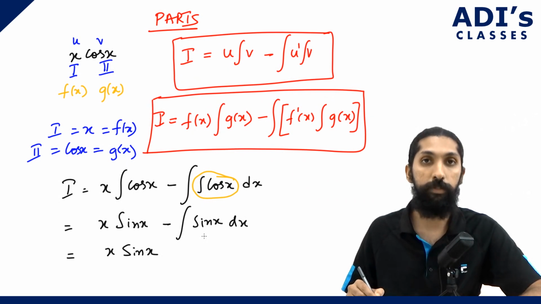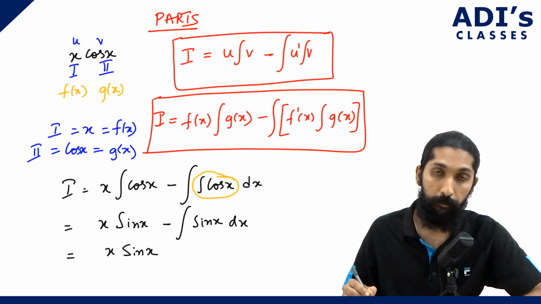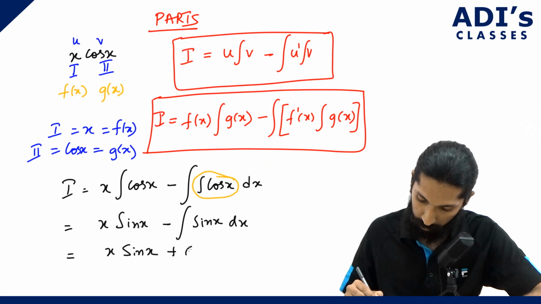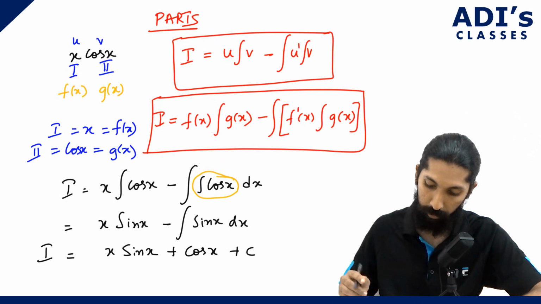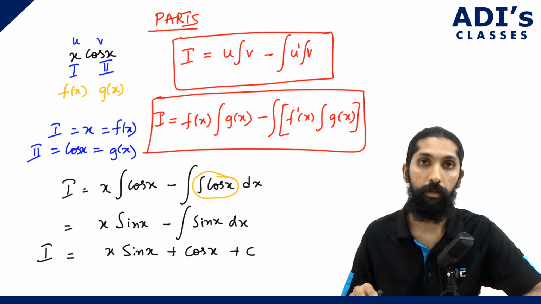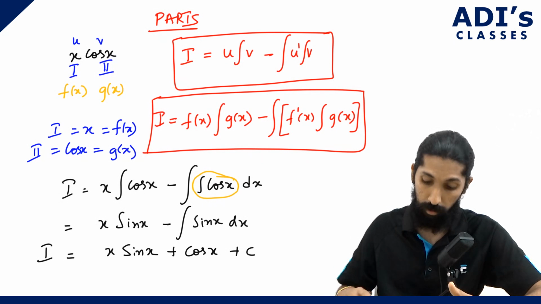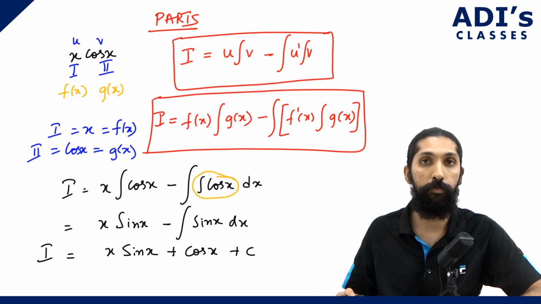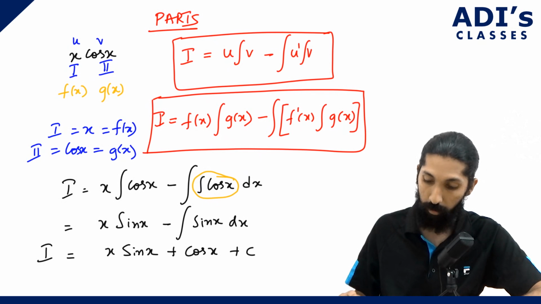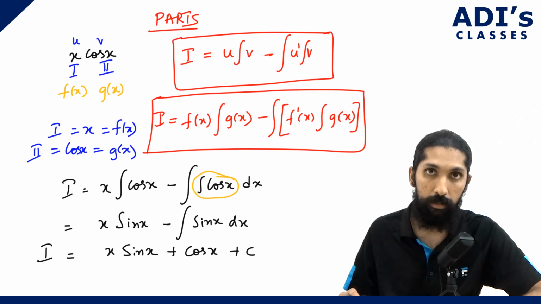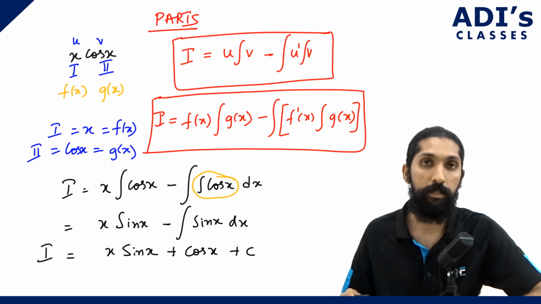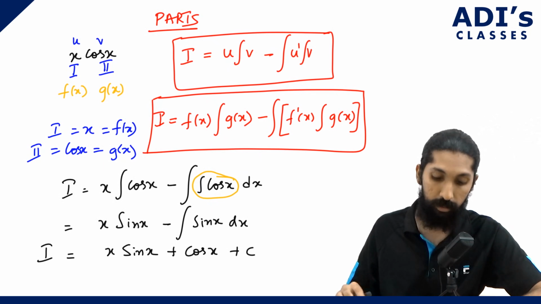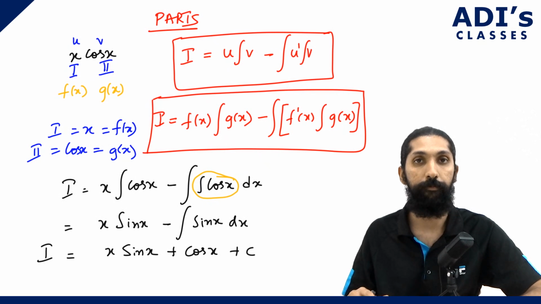What is the integral of sin x? Minus cos x. So plus cos x plus c. So this is going to be the value of I. See, differentiate this one. You have x sin x. You have to use product rule. And then cos x is going to be minus sin x. If you look at it, the sin x and sin x is going to get cancelled. So you'll end up with just x cos x, which is the given value.